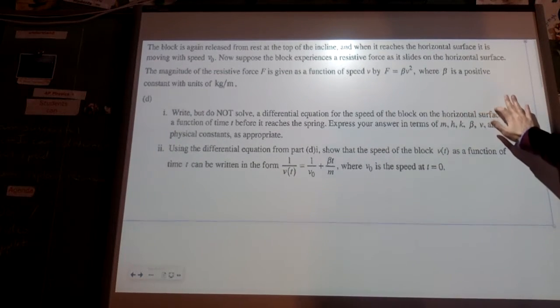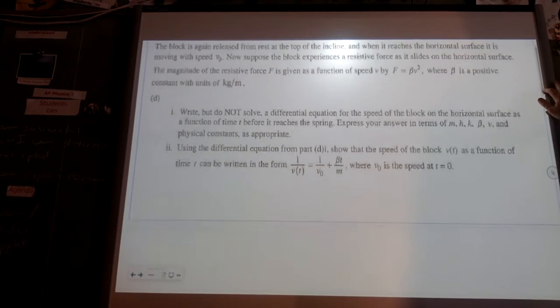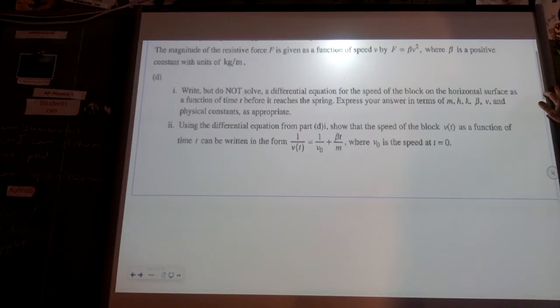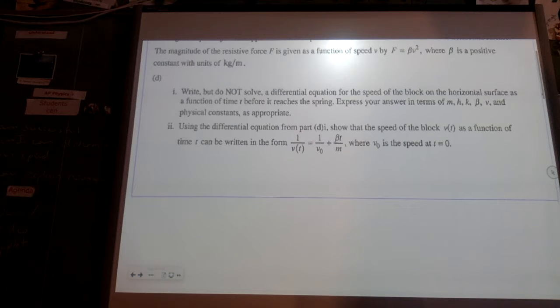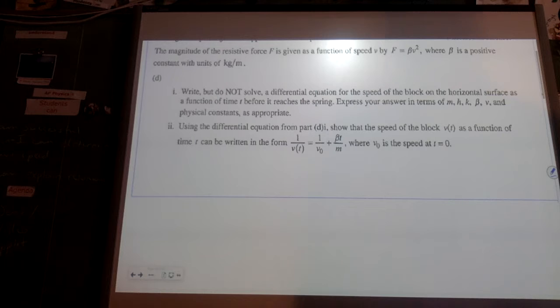Again, I'm going to take this and put it down so it's out of the glare. All right, so if the block again is released from rest at the top of the incline, when it reaches a horizontal surface, it is moving with the speed of v naught. Now suppose the block experiences a resistive force as it slides on the horizontal surface. The magnitude of the resistive force is F equals beta v squared, where beta is a positive constant with units of kilograms per meter.